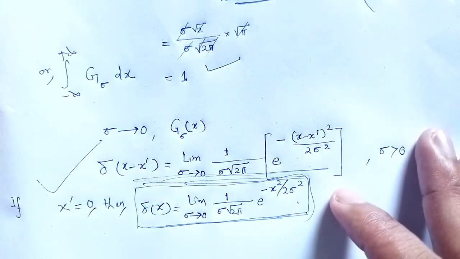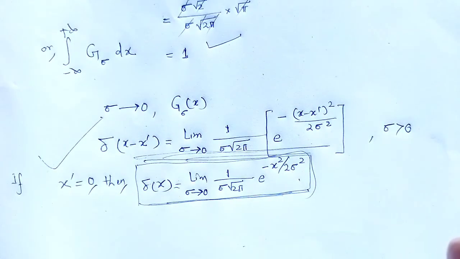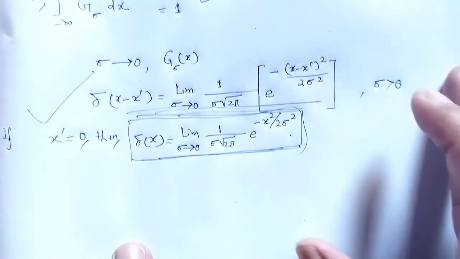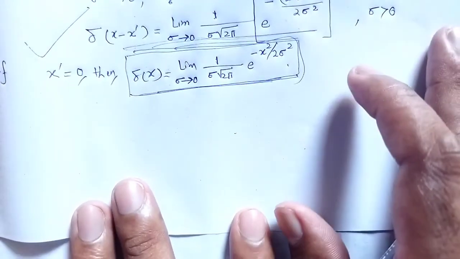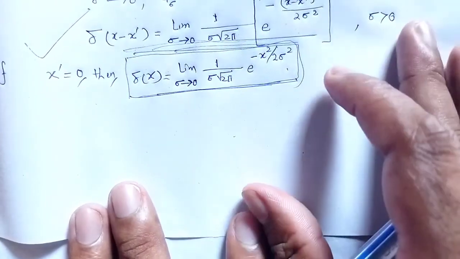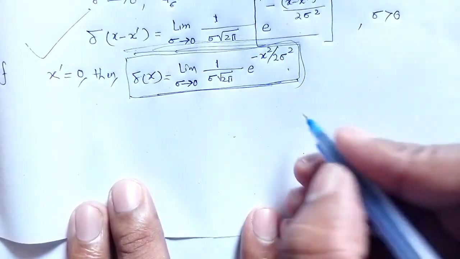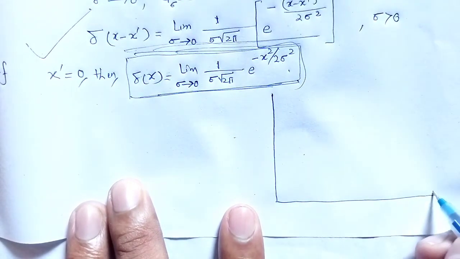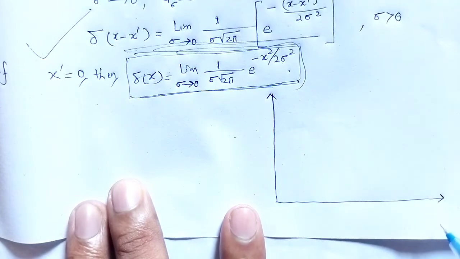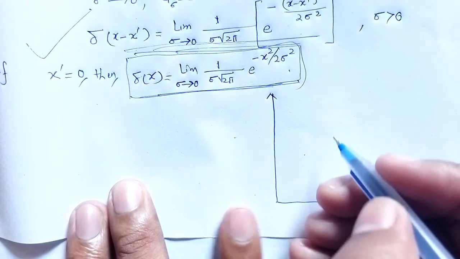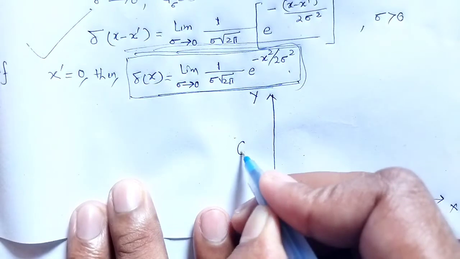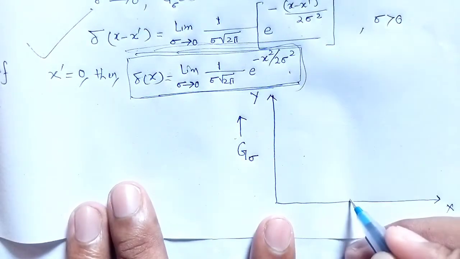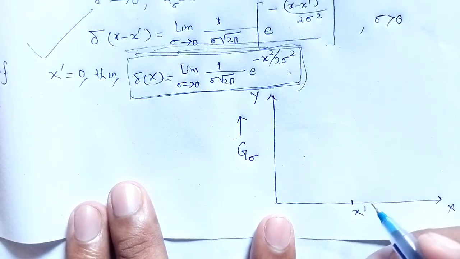That's why, for the Gaussian function, we can graphically represent the Dirac delta function. Look at how we graphically represent that Dirac delta function. Let x, y, g of sigma on the y axis, that point is x dash.